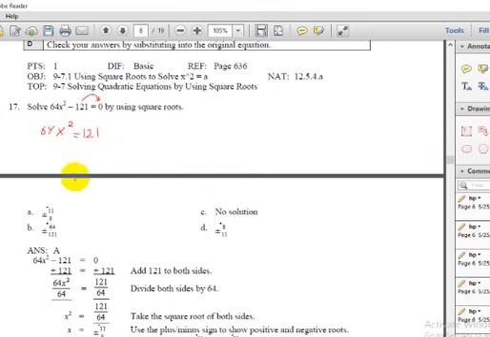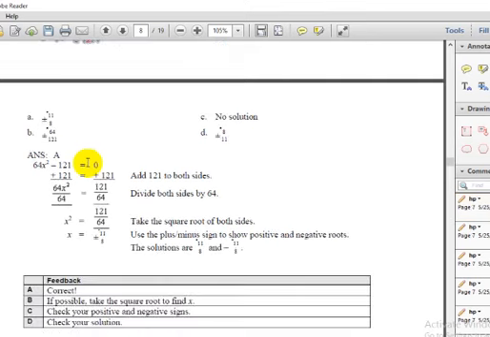Okay, very good. What am I going to do with the 64? I'm going to move it to the other side with divide. So 64 will be divided, so x power 2 equals 121 divided by 64. What am I going to do? We're going to take the square root, and don't forget plus or minus square root.